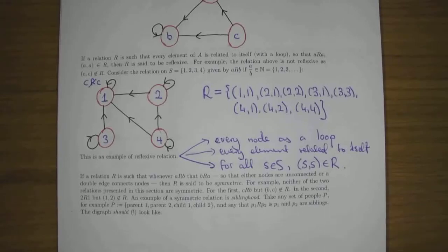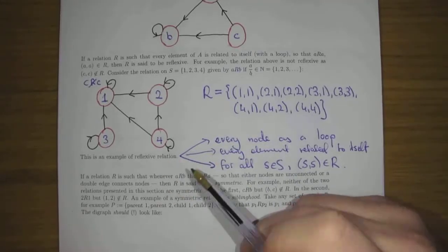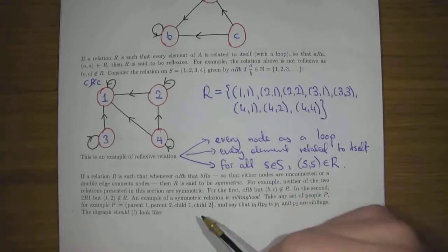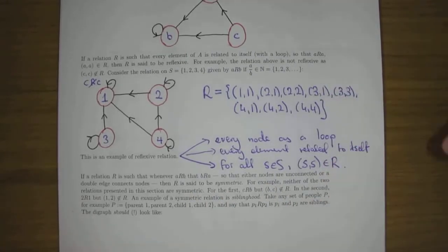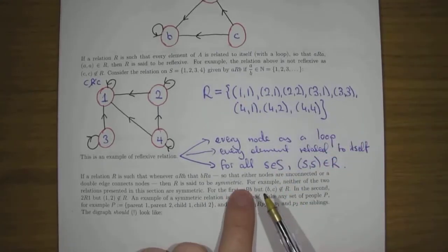So in this lecture, we're continuing on looking at the properties of relations. In the previous lecture, we looked at the property of a relation being reflexive, and now we're going to look at the property of a relation being symmetric. If a relation is such that whenever A is related to B, then B is also related to A, so that either nodes are unconnected, so they're not related at all, or a double edge connects the nodes, then R is said to be symmetric.